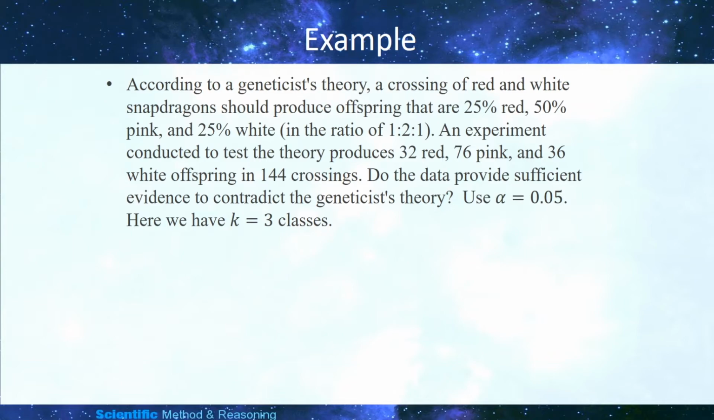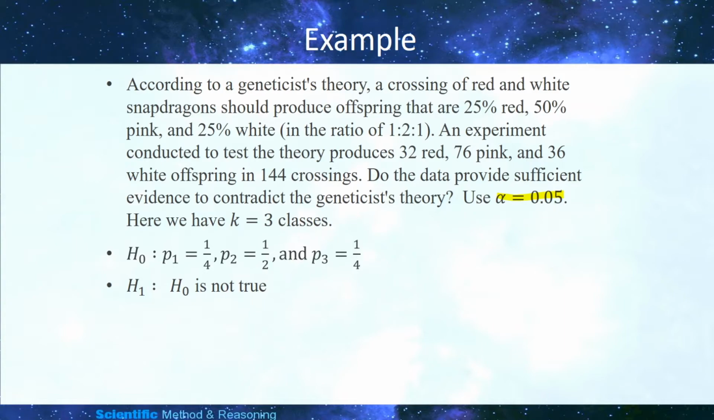The question is, do the data provide sufficient evidence to contradict the geneticist's theory, using alpha equals 0.05? In this case we have k equals 3 classes. Under the null hypothesis, p1, the proportion of red, equals a quarter, p2, the proportion of pink, equals 1/2, and p3, the proportion of white, equals a quarter, while the alternative hypothesis is that the null hypothesis is not true.